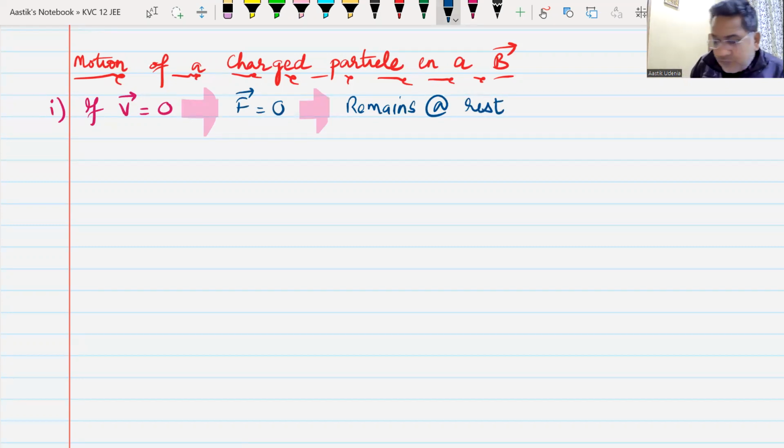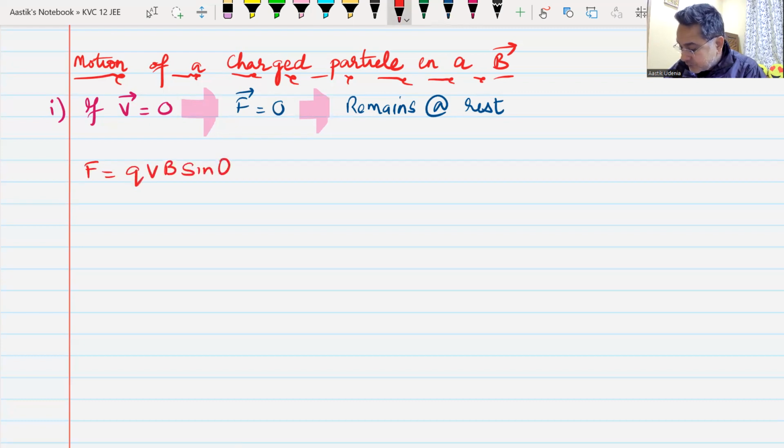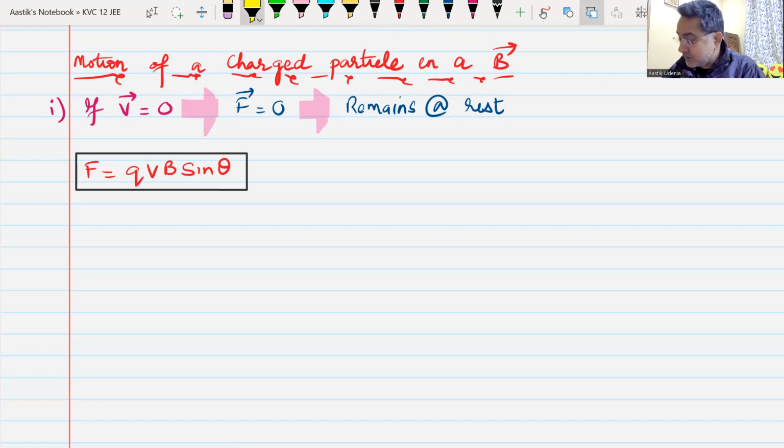Now, apart from this particle being at rest, you must remember that the force acting on this particle F is given by this formula QVB sine theta. Now, what type of motion this particle has or will have, apart from velocity, it will also depend on a very important factor. What is the important factor on which the motion depends for this charged particle? Which quantity is the most important quantity?